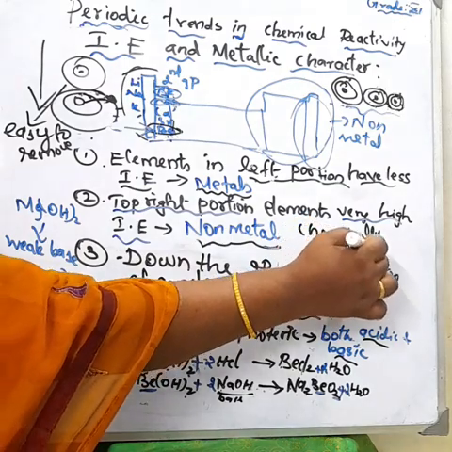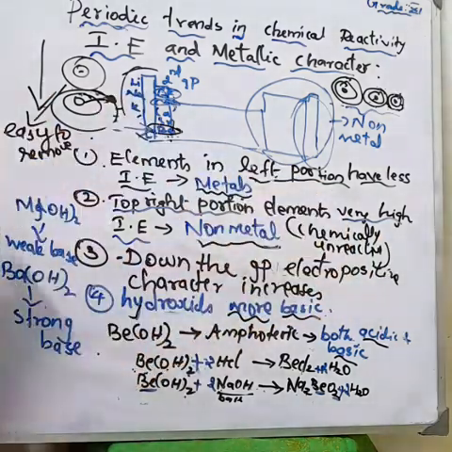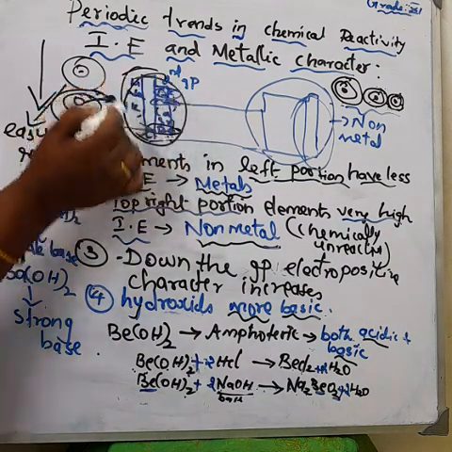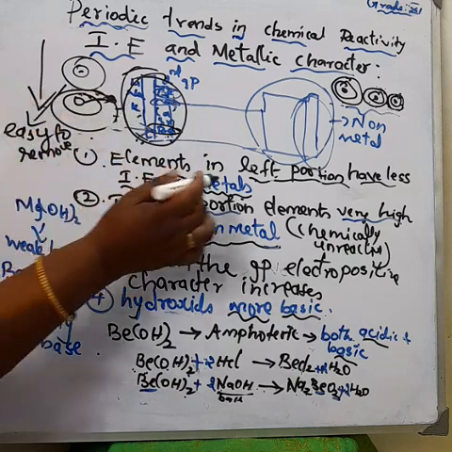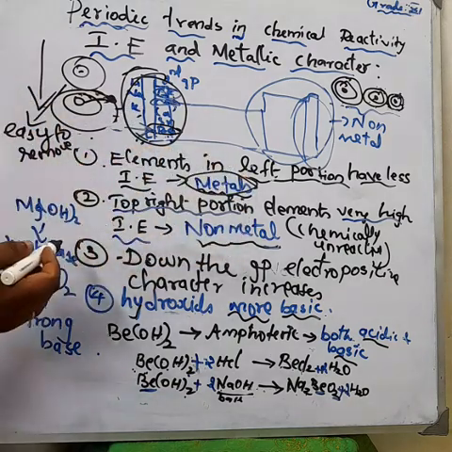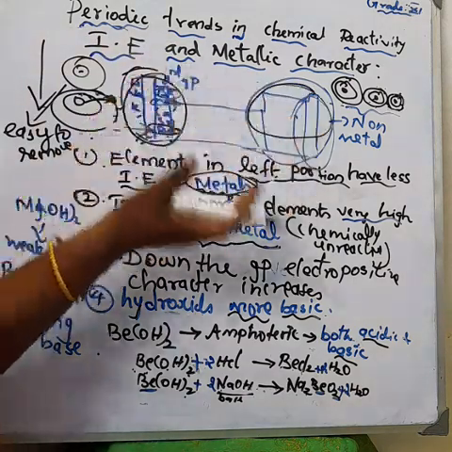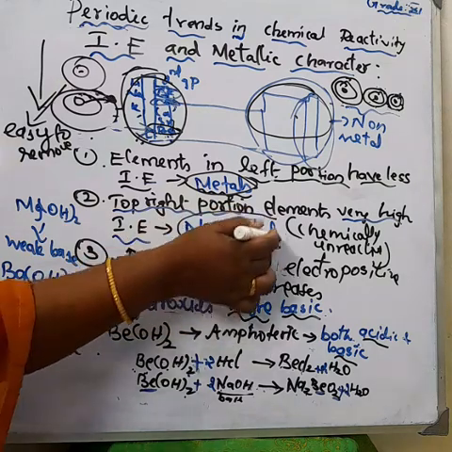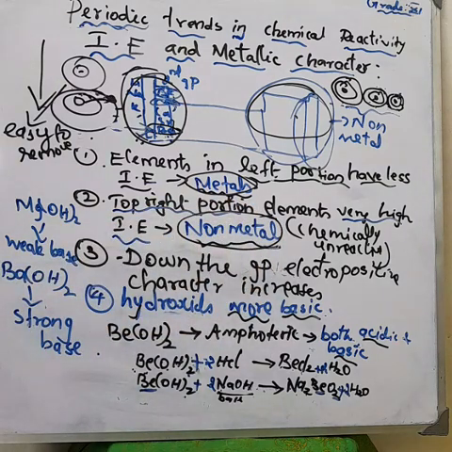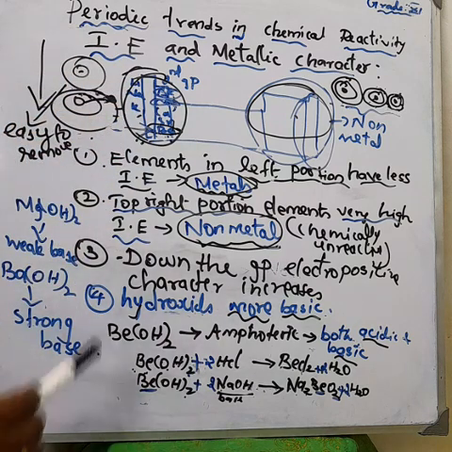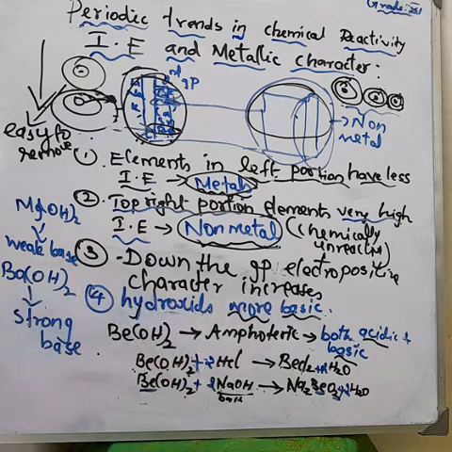And the elements located in the lower left portion of the periodic table have less ionization energy and therefore show metallic character. On the other hand, the elements located in the top right portion have very high ionization energy and are non-metallic in nature. Understood? And when we are moving down the group, the basic character also increases. These are about periodic trends and chemical reactivity.